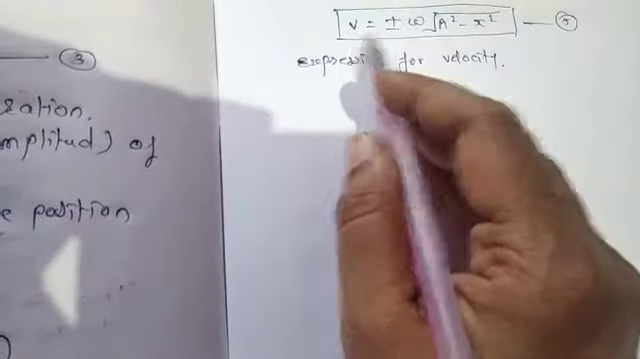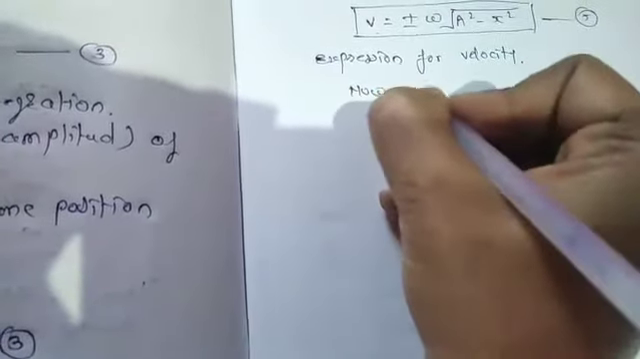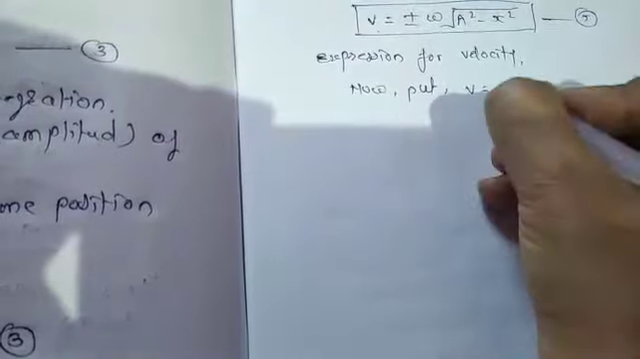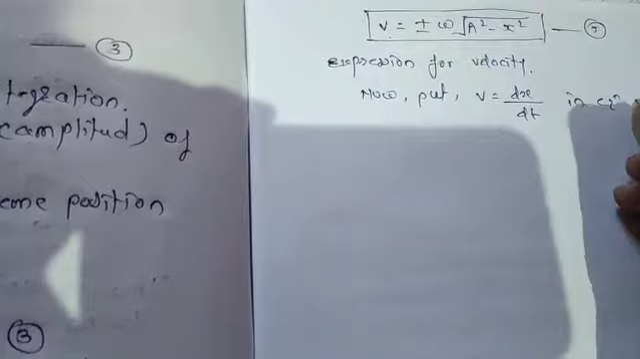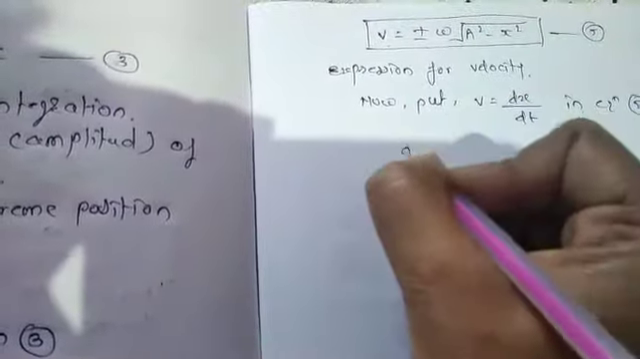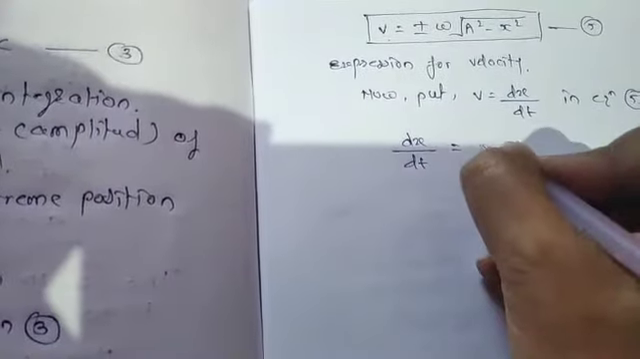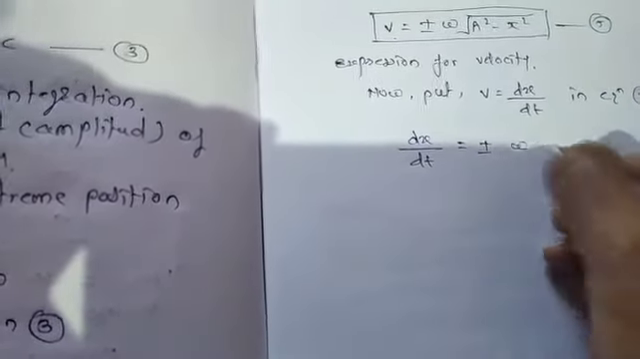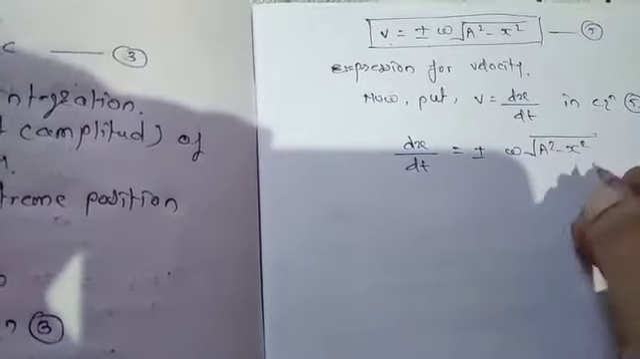So now next, as we have the velocity expression that v is equal to plus or minus omega under root of a square minus x square. Now put v is equal to dx by dt in equation 5. So equation 5 becomes dx by dt is equal to plus or minus omega under root of a square minus x square.